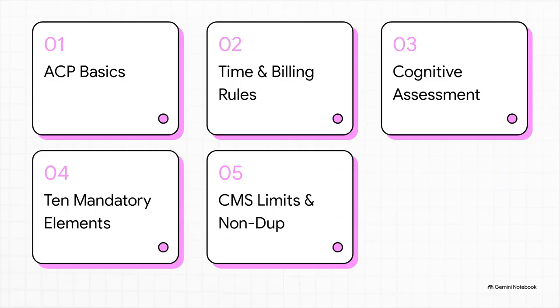Okay, let's dive into this. Here's our roadmap for today. We'll start with advanced care planning basics, then hit the ACP time and billing rules. After that, we'll shift gears into the cognitive assessment scope, break down the 10 mandatory clinical elements, and wrap up with CMS limits and non-duplication rules.